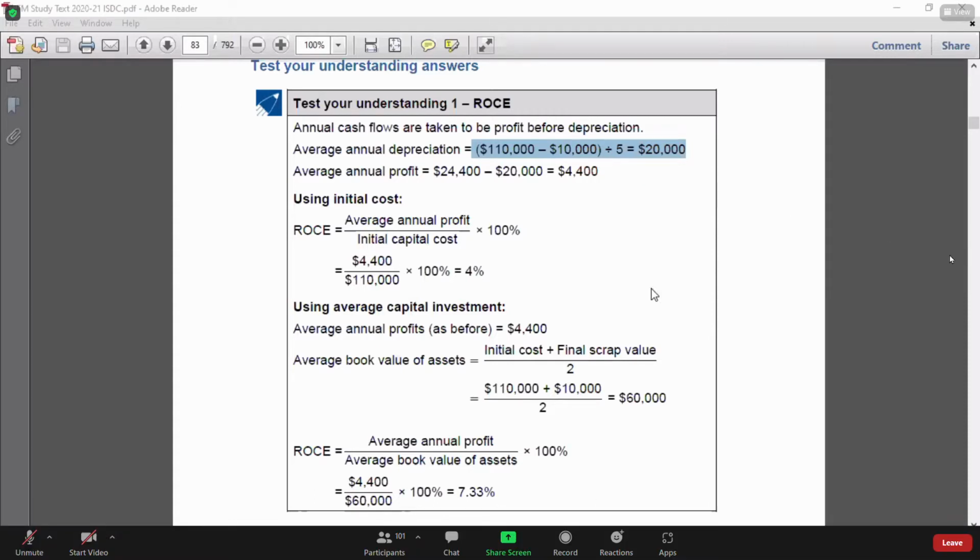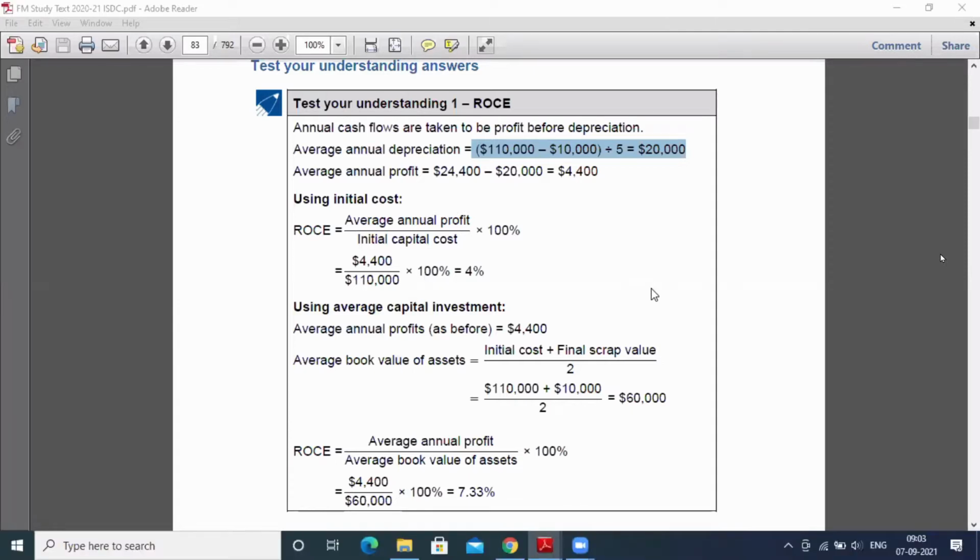Yeah. So I was mentioning that here cash flow is given. So from cash flow, if you deduct the depreciation, then you will be getting the annual profit. And I hope you might be aware of the formula for ROC: average annual profit divided by initial capital cost. I can recollect that they asked us to calculate using both initial cost and average capital investment. So average annual profit will be 4,400 and the initial capital cost is 1,10,000. Then it will be 4%.